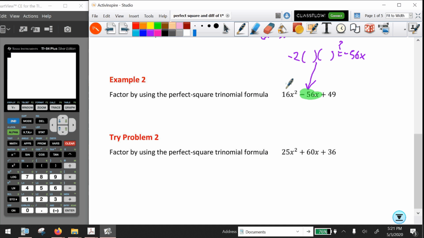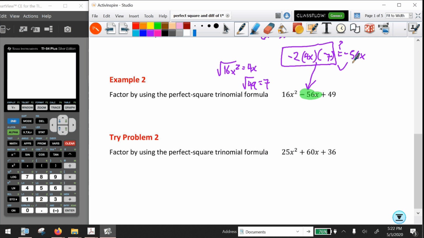What's the square root of 16x squared? In other words, what could you multiply by itself so that the answer is 16x squared? Well, the square root of 16 is 4, and the square root of x squared is x. So that's 4x. And over here, what is the square root of 49? The answer is 7. If we multiply all this together, -2 times 4x is -8x, multiplied by 7 is -56x. So it does check out. This is equal to the middle term.